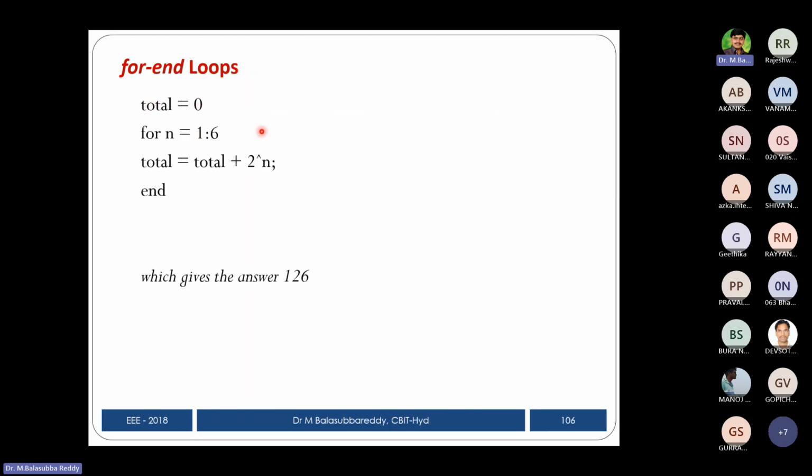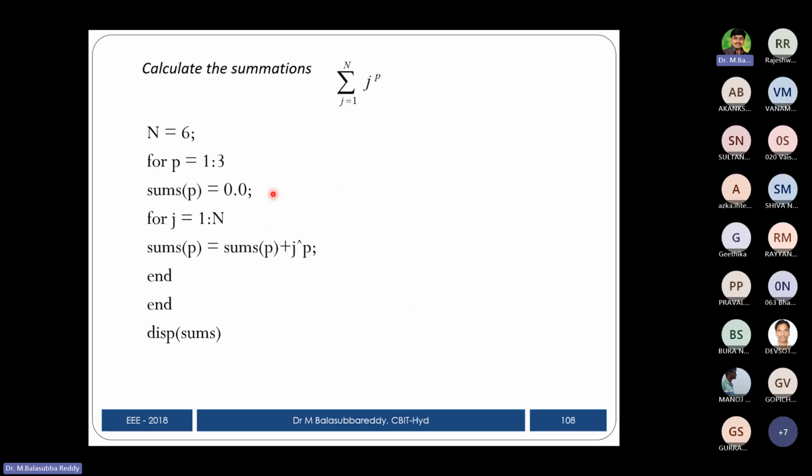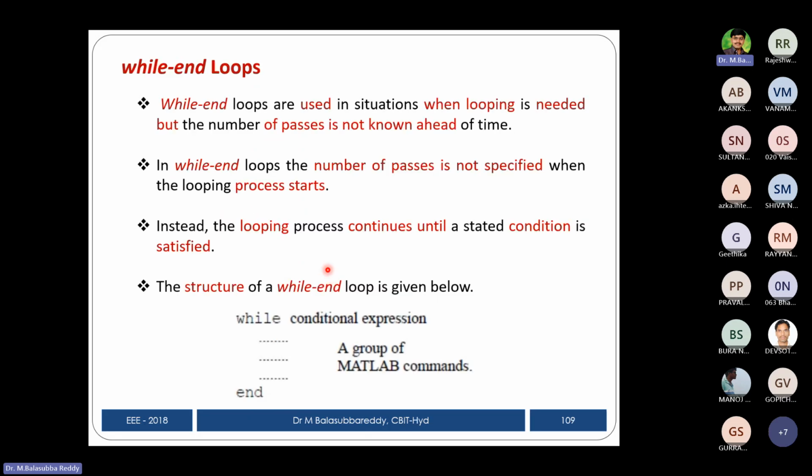Or sum or total, whatever variable. For I is equal to 1 to 6, then total is equal to total plus 2 power n. Like that, for any series you can write a for loop, and nested for loops are also possible within this for loop. Many things are possible, and then while and end.